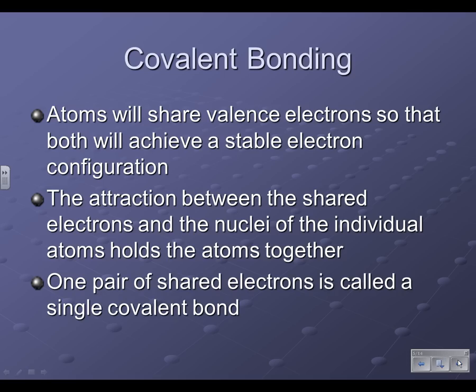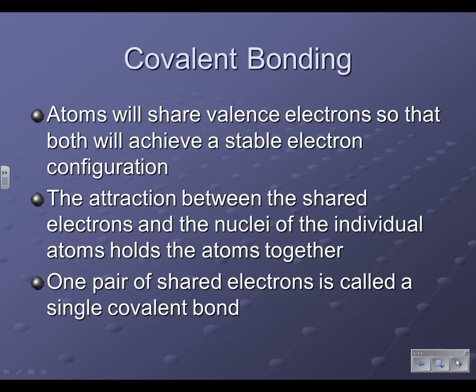We refer to the pair of shared electrons as a single covalent bond. So once again, the pair of electrons that are being shared is called a single covalent bond. A single covalent bond is a pair of electrons. So that's the gist of covalent bonding.